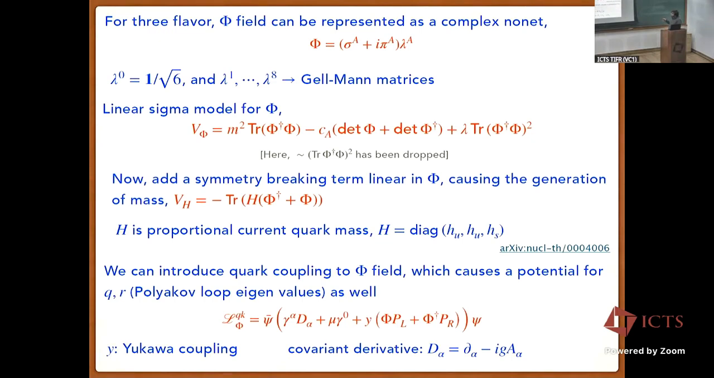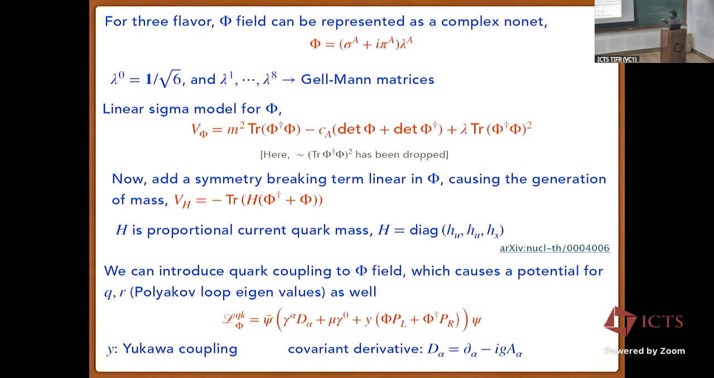Then this is the determinant term that will cause the breaking of the U(1)_A symmetry to Z3 symmetry, and this is the quartic term that will also be needed. This is the standard sigma model type of potential, but still this is symmetric under SU(3)_L cross SU(3)_R.